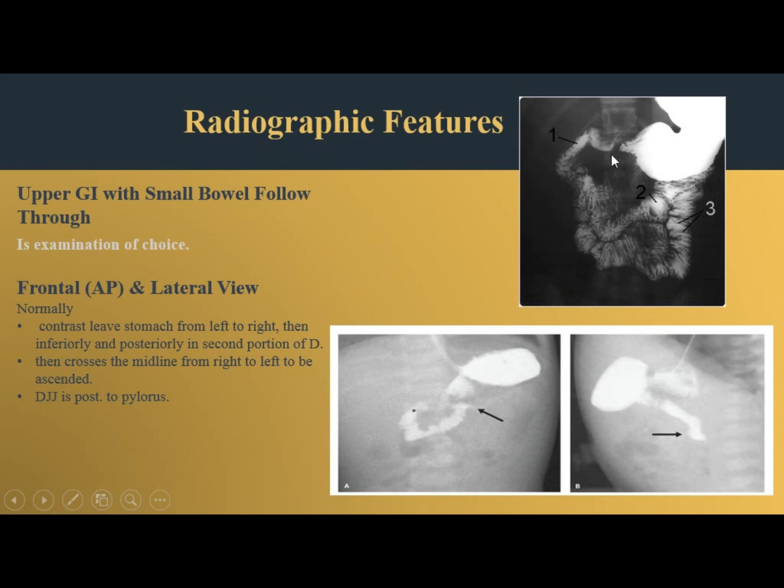This is the normal. This is the abnormal. It should go like that, ending on the left side of the vertebra. While in case of malrotation, it does not cross the vertebra. It does not go like this.